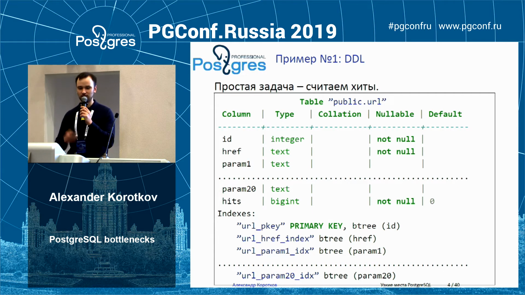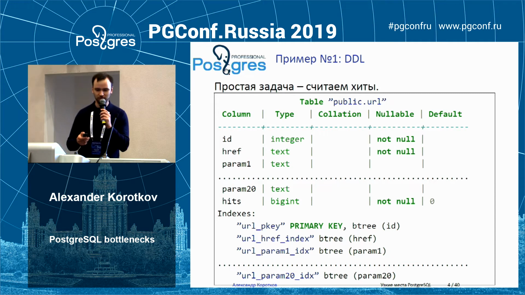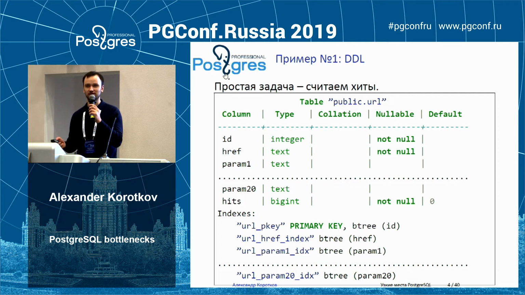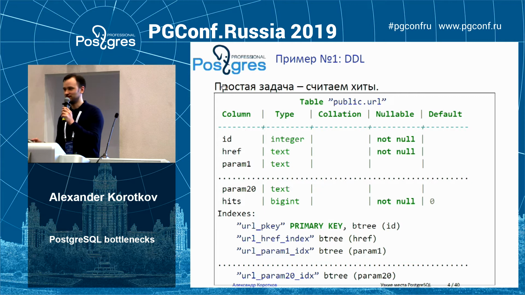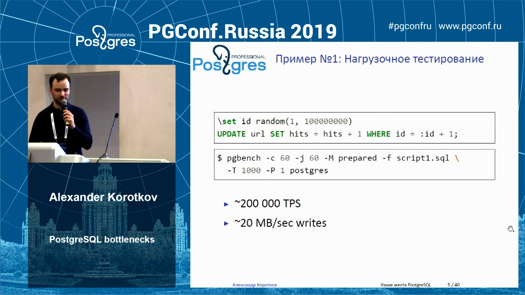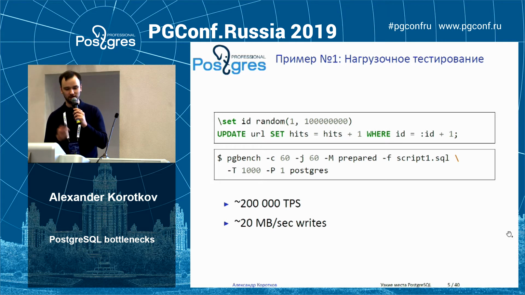Let's say we have a table with URLs. A URL has a link, a number of parameters with indexes on them, and a column with the number of hits. What do we do with this? Periodically we increment hits. For example, a user goes to a website, we increment those hits, and it's like this. With PGBench, it can be represented like this. We write a custom script, we take a URL ID randomly, and then we write a trivial update.